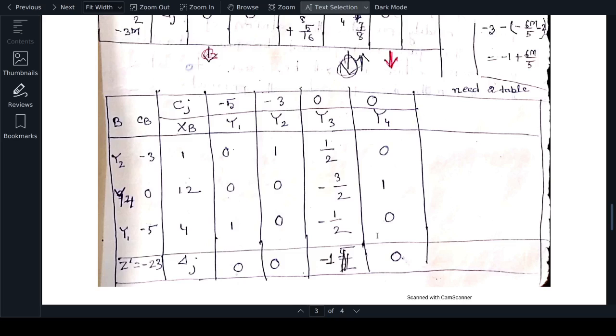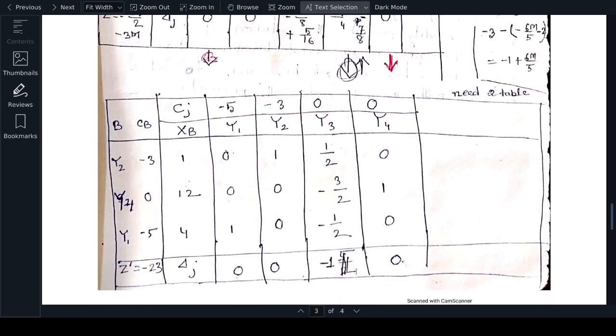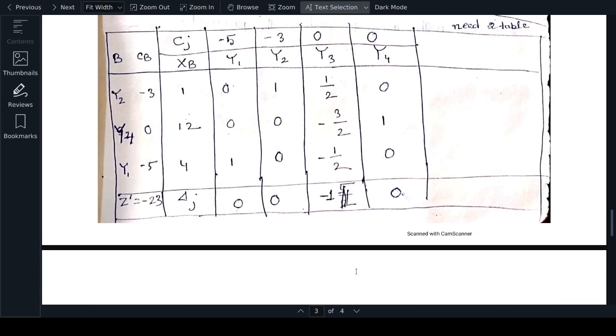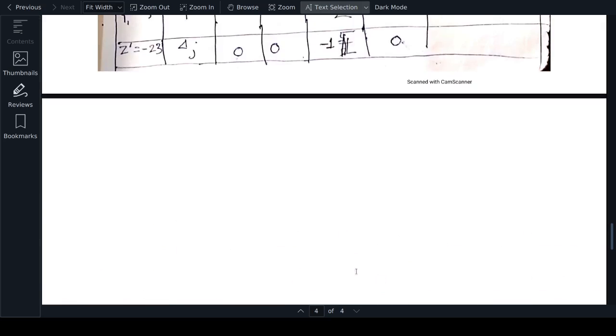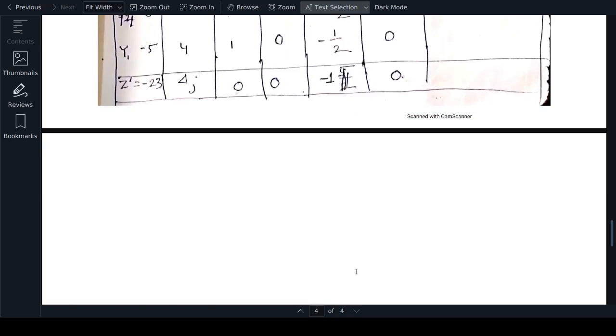So in the fourth table, Z dash equals CB into XB, the same format. Just calculate: Z dash equals minus 23, and the delta J values are 0, 0, minus 1, 0. After calculation, all delta J are less than or equal to 0, then we get an optimal solution.